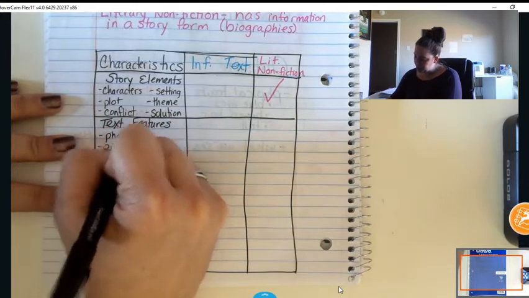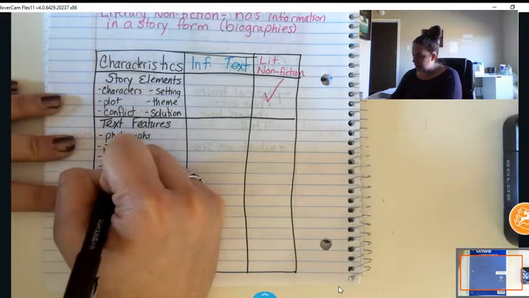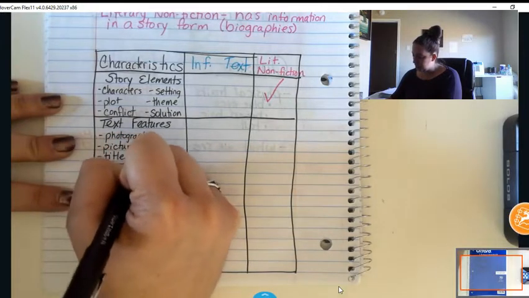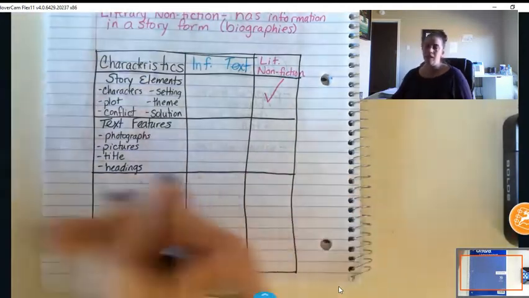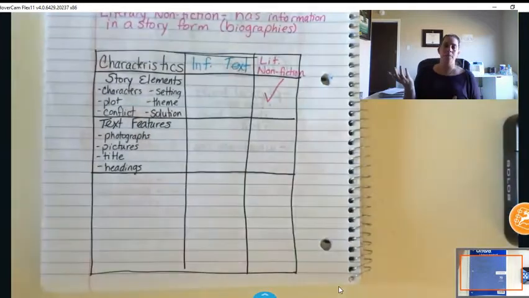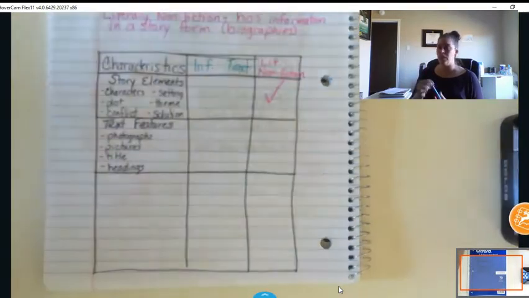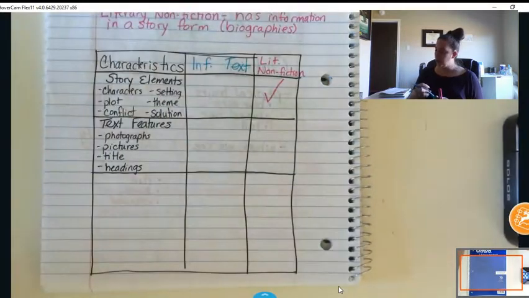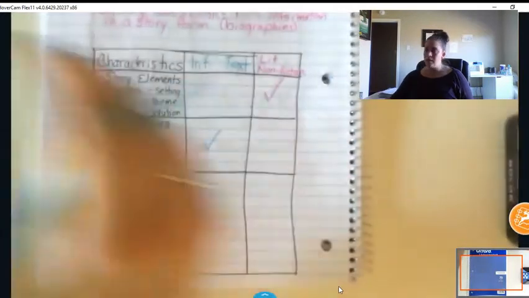So when we're talking about text features, we're talking about photographs, pictures, titles, headings, all of these lovely informational pieces. So in Wolf Island or Bear's Life, we actually had all of those features. I don't know if you guys noticed them, but they were there. So we know informational text has this.